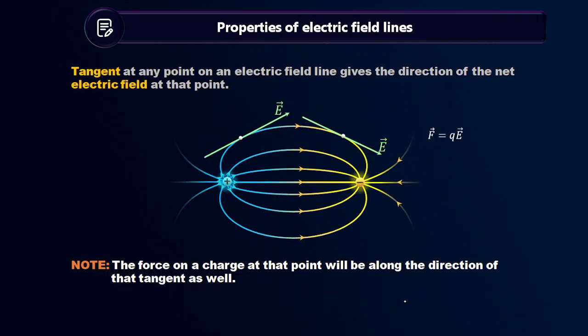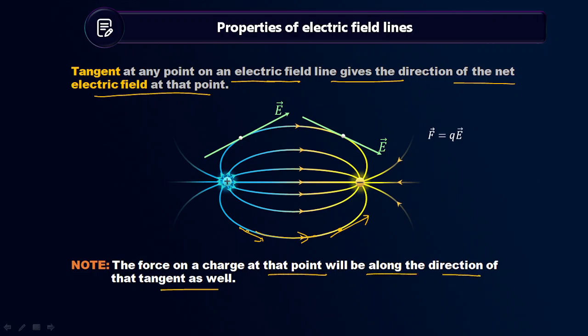Okay. Now, next is the second property. That is, the tangent at any point on the electric field line gives the direction of the net electric field at that point. So if I want to find electric field here, draw a tangent at this point, and the direction is in this direction. So we will draw the tangent accordingly. Now, the force on a charge at that point will be along the direction of the tangent as well. We know that force is Q times E. So if we have a positive charge, the direction of force will be the same as the direction of electric field, and we can write. Simple.